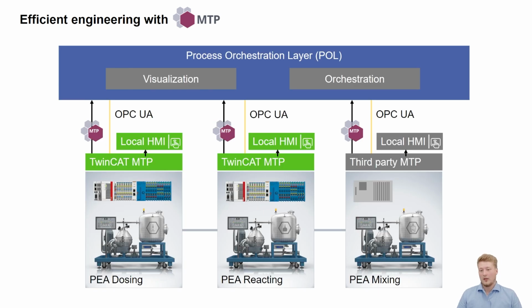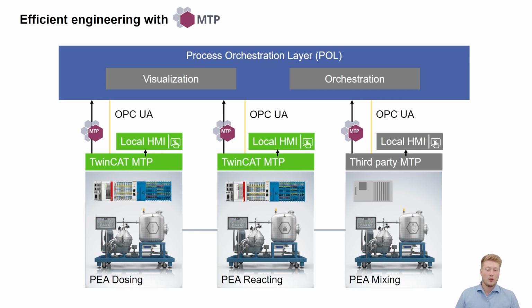Here we can see it a little bit in an architectural view. So we have the process orchestration layer, or in short POL, on top, which basically does the visualization of all connected modules and automatically generates that from the MTP description files. The second main part is the orchestration, where all functionalities that are offered by the MTP modules can be arranged in a recipe. On the lower level, we see the different modules, or also called PEAs, for process equipment assembly.